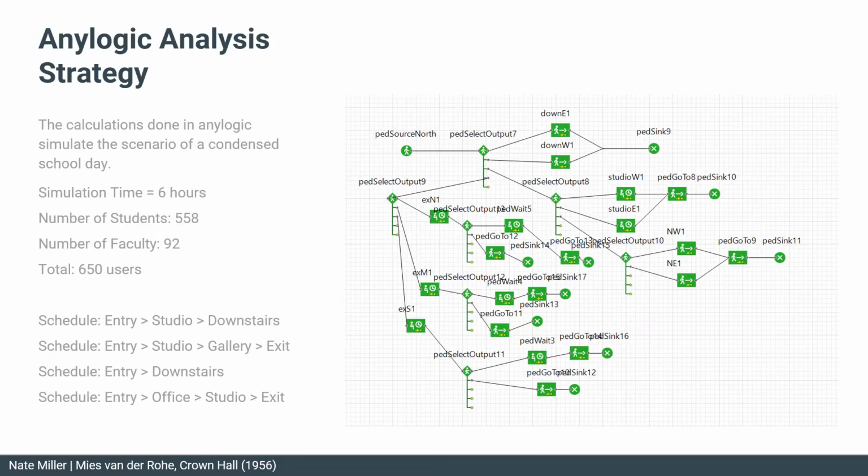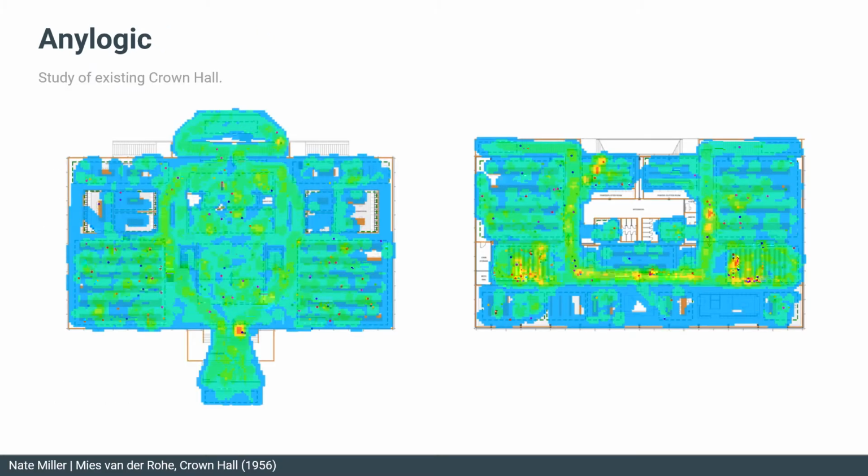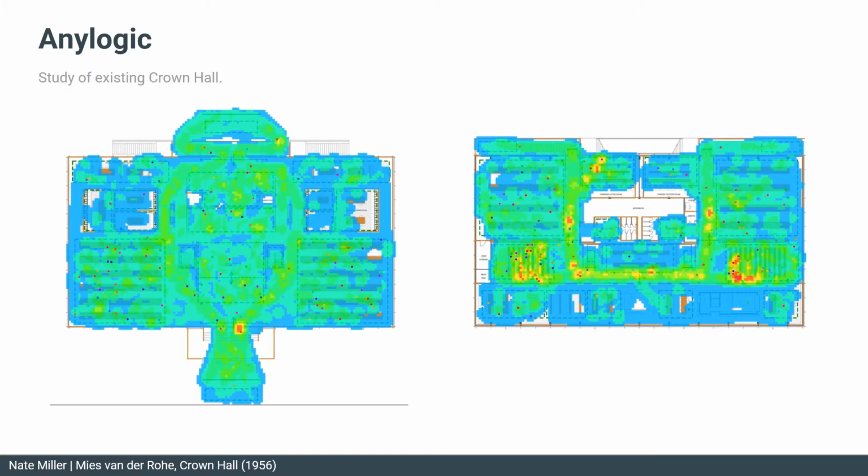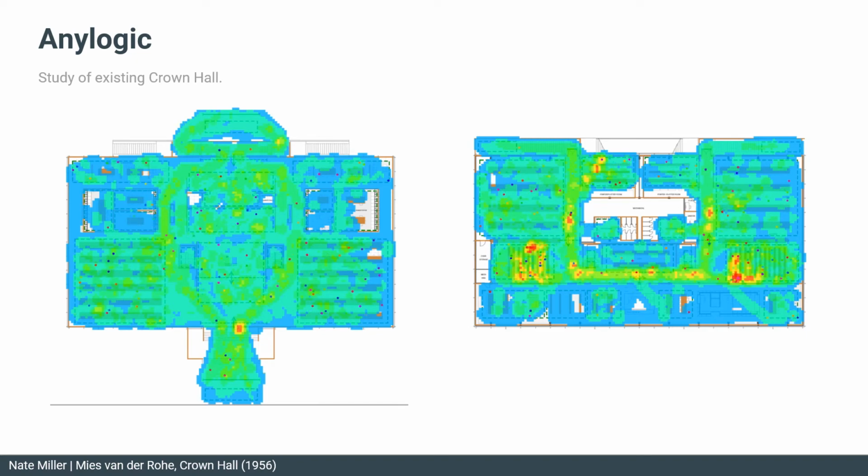My initial approach researching Crown Hall was to study its pre-COVID use and capacity. My baseline variables were a 6-hour school day and 650 occupants. Using Anylogic, simulated users are scripted to move throughout the building in multiple ways. Here, you can see a simulation of a school day pre-COVID, which serves as my baseline performance of Crown Hall.